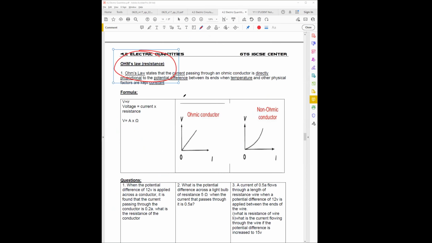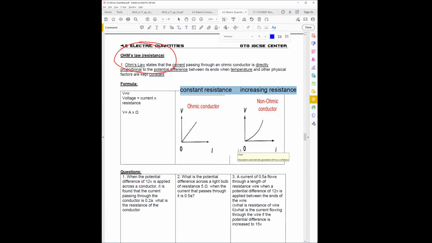Okay, I want you to add on one more thing here: constant resistance and increasing. Copy this down, and then can you attempt the three questions at the bottom? You have seven minutes to attempt it.